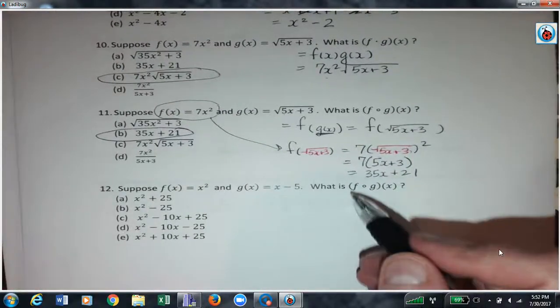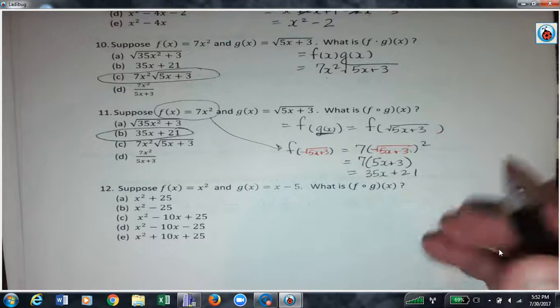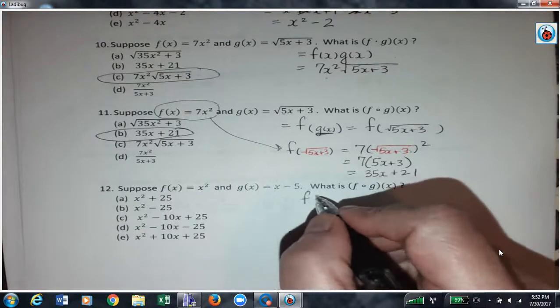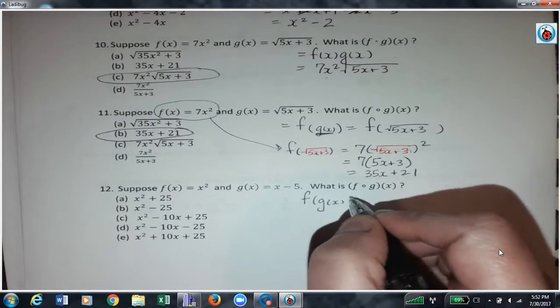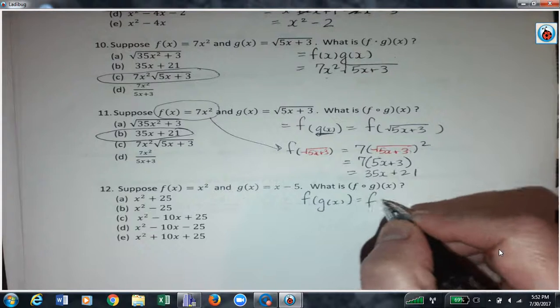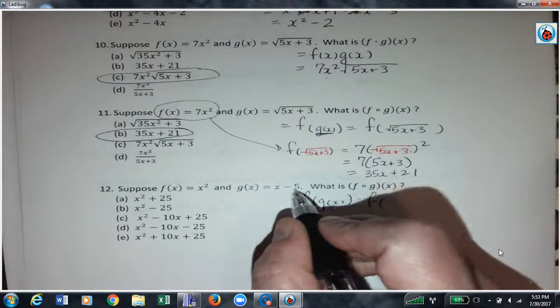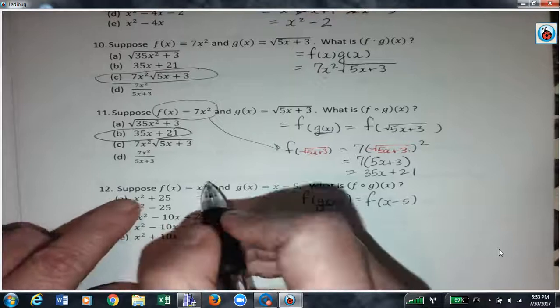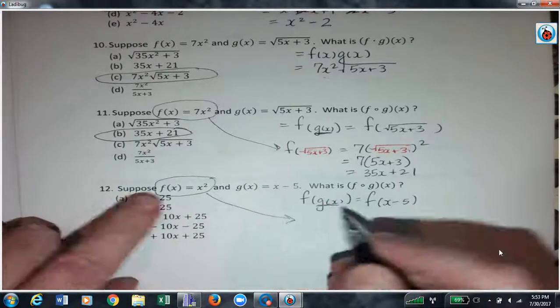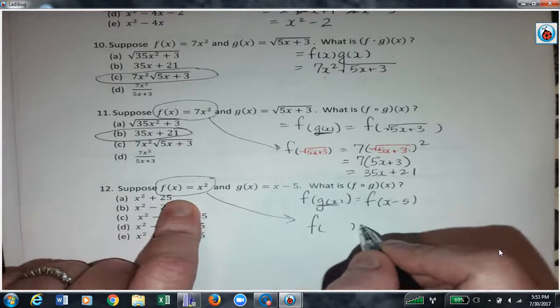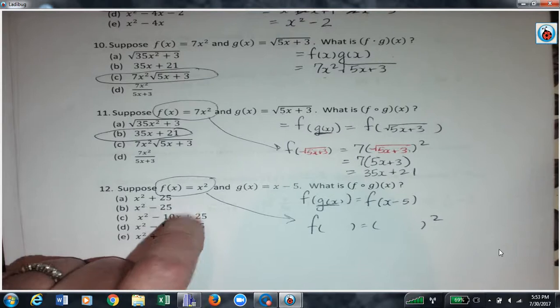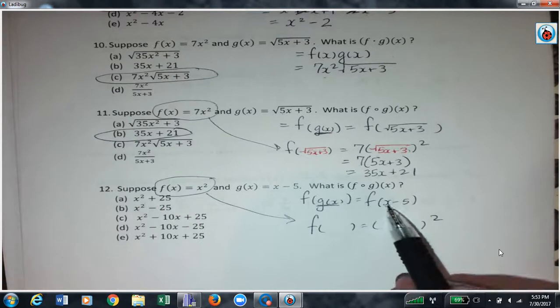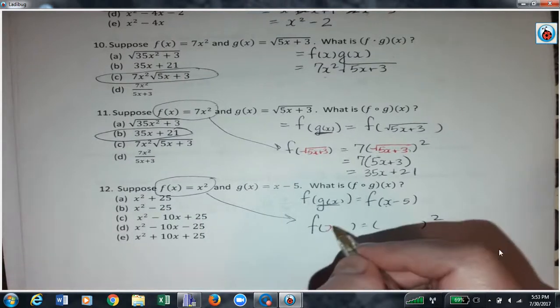All right, so what is f composed with g of x here? Well, it's f evaluated at g of x, which is going to be f evaluated at, well, the formula for g of x is x minus 5. Now, what's the formula for f? I write it without the x and just have a blank parenthesis where the x was, because now I want to evaluate it at x minus 5.